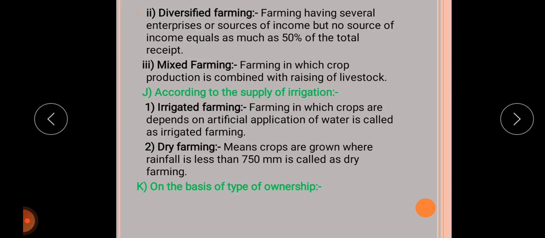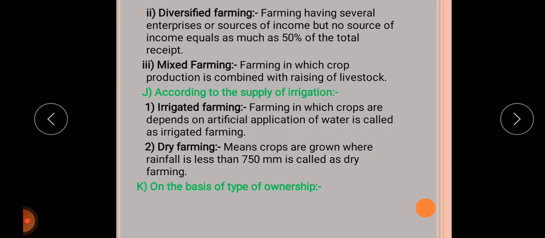Then next, according to the supply of irrigation, the next types of farming system are irrigated farming and dry farming. Irrigated farming is farming in which crops depend on artificial application of water. Dry farming means crops are grown where the rainfall is less than 750 millimeter. So depending on the availability of irrigation water or rainwater, there are irrigated and dry farming.